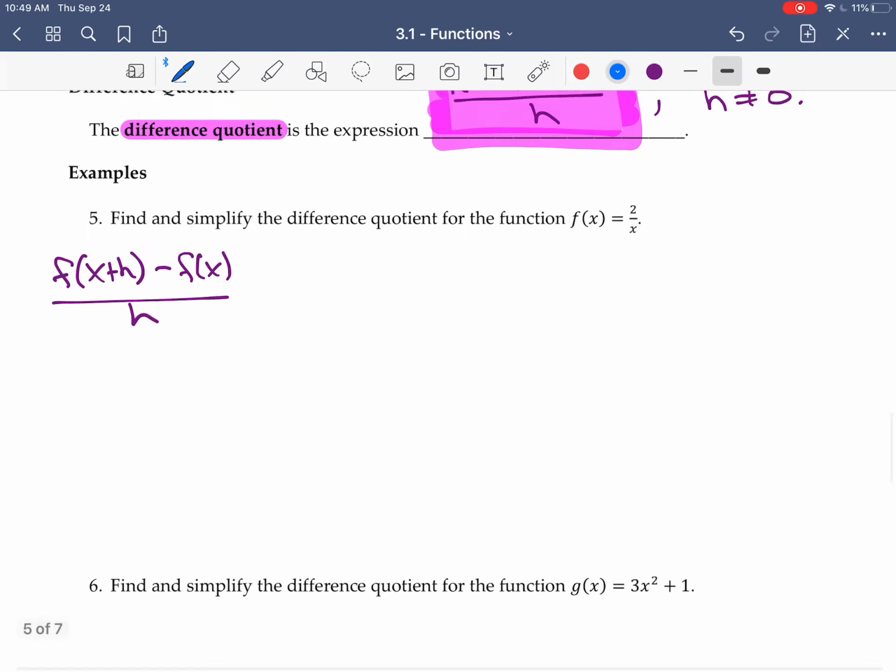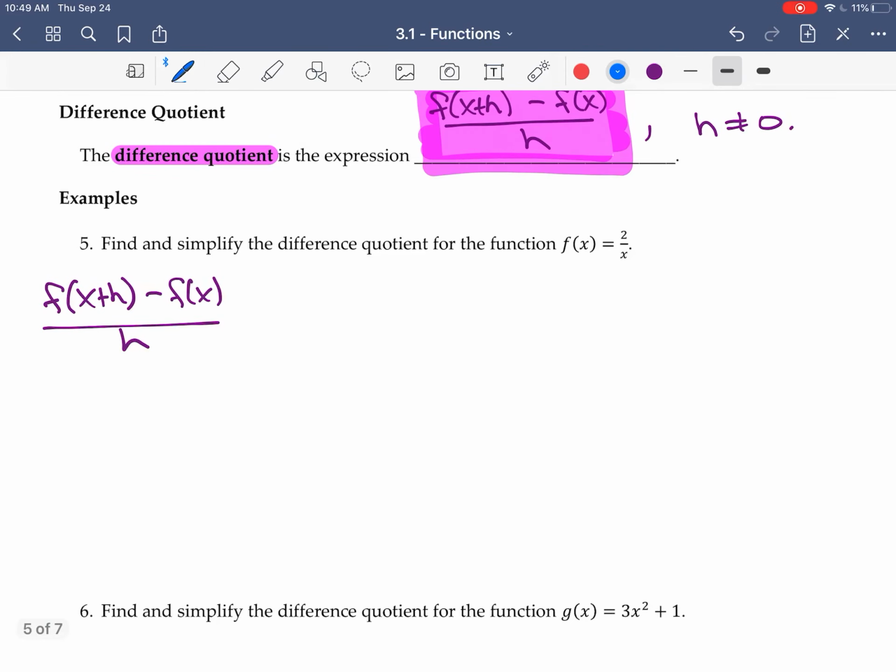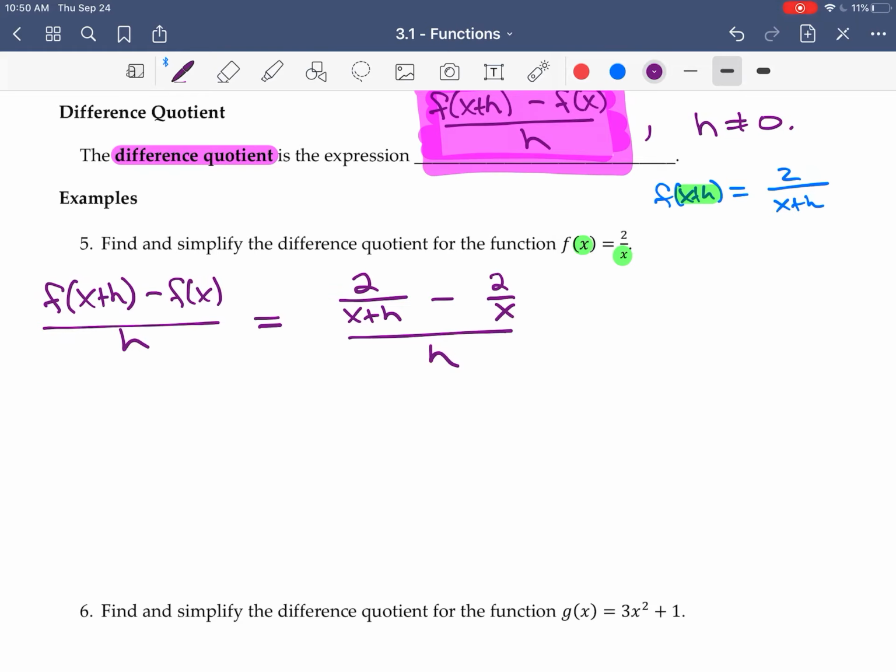Now it might be useful to think about what these things are. So what is f of x plus h? F of x we already know, it is 2 over x. But for f of x plus h, remember, x plus h is my input. So everywhere I see x, I'm going to put in x plus h. So this is going to be 2 over x plus h. So that means that what I have over here is 2 over x plus h minus 2 over x, all over h. Then I just want to simplify this.